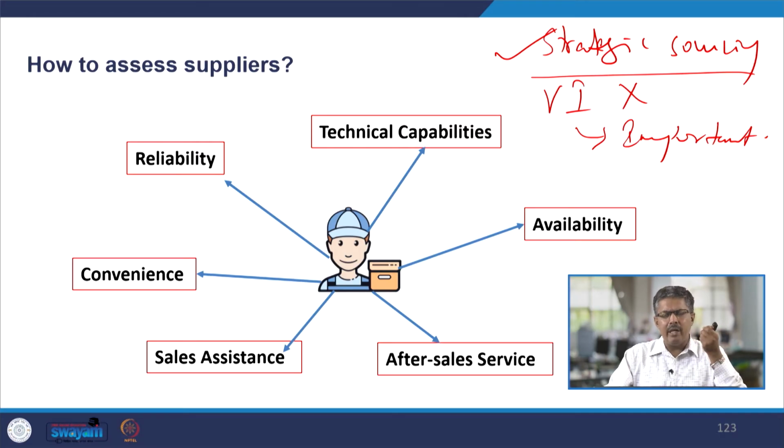In terms of availability, can he deliver the products in the right time, what kind of after sales service and maintenance they are providing, sales assistance, right, are they going to help us in selling our products to the new markets, how convenient is it to buy from them, and are they reliable. So, these are few things that you look at when you talk about assessing your suppliers, and since suppliers become a very important part of the strategic sourcing process, it becomes important for us to discuss these issues.